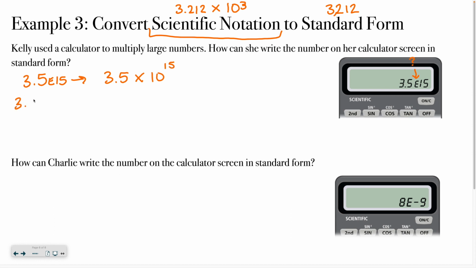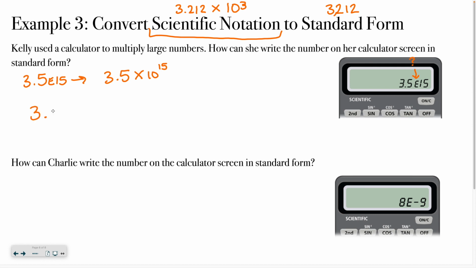Sometimes you'll also see 3.5 E. Some calculators for some reason do 2 E's. More often you'll see 1, but it means the same exact thing, okay? Where you can just treat it like regular old scientific notation. So let's convert this to standard form.